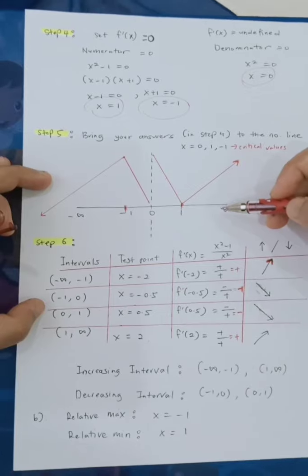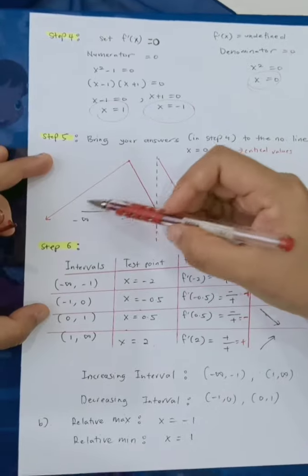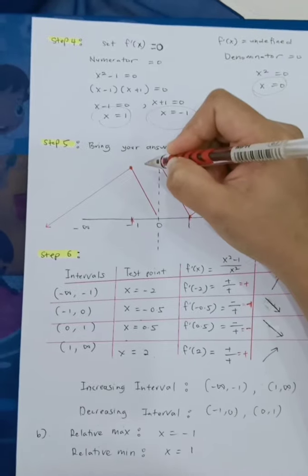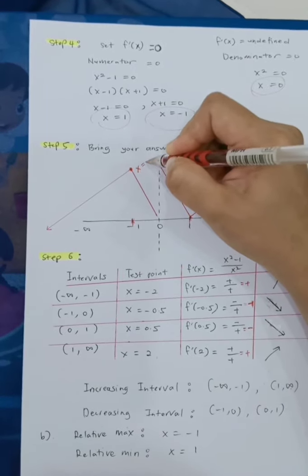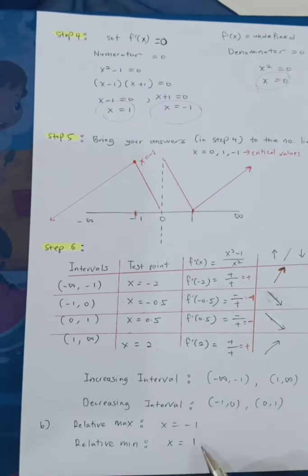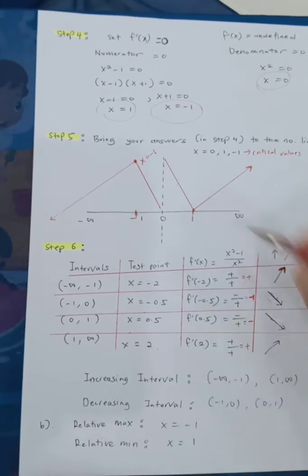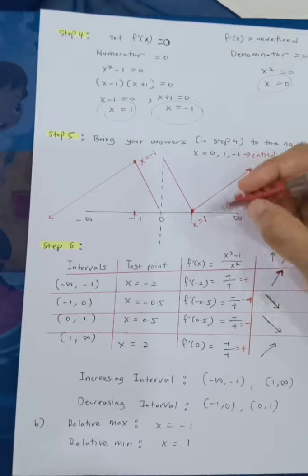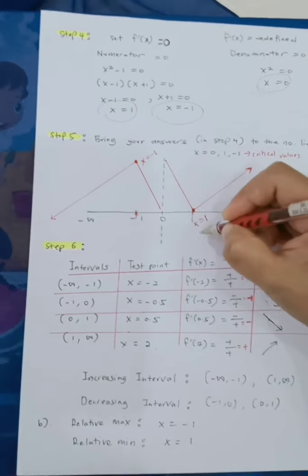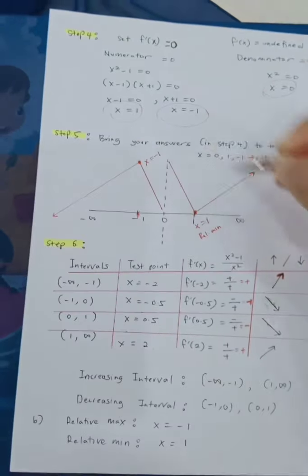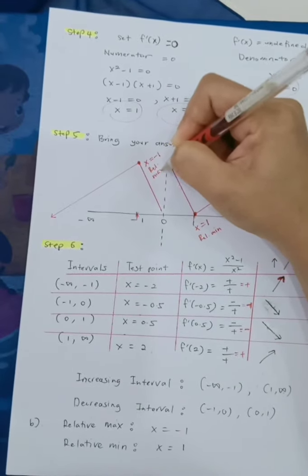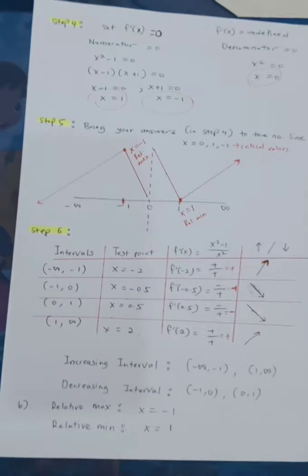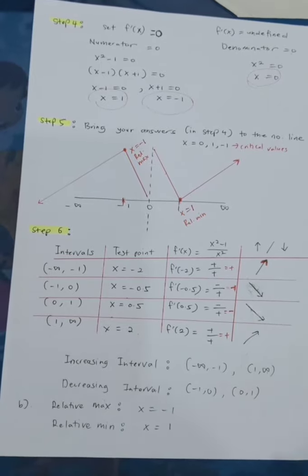Okay. Now what is your relative maximum? Relative maximum is where you have the highest point. So this is our relative maximum when x equal to -1. What is your relative minimum? When x equal to 1. Okay, this is the relative maximum, this is the relative minimum. Okay, so I hope you understand topics 2.11 and 2.12.